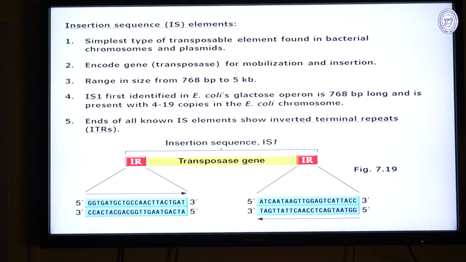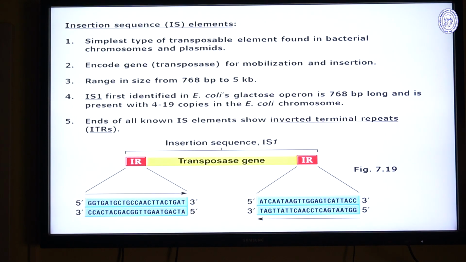Their size can range. Usually they are smaller, but their size can range from 768 base pair to 5 kilo base pair. The first identified IS element is called IS1, which has been identified from E. coli's galactose operon, and it is 768 base pair long and is present within 4 to 19 copies in the E. coli. That means one particular IS element is present with either 4 or 19 copies.